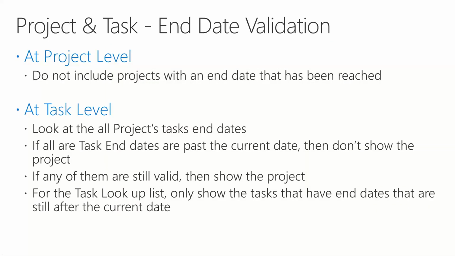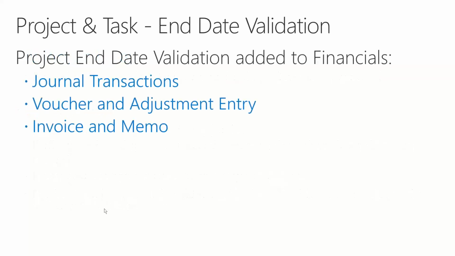If it's at a project level, it'll turn off in the project. If it's at a task level, certain tasks will start to disappear. But where does this impact? We basically took the 3 most popular screens on each of those modules: the journal transaction screen, the voucher adjustment entry screen, and the invoice and memo screens. When they get past those dates, if you turn those checkboxes on, those projects or those tasks will no longer start showing up past that date.